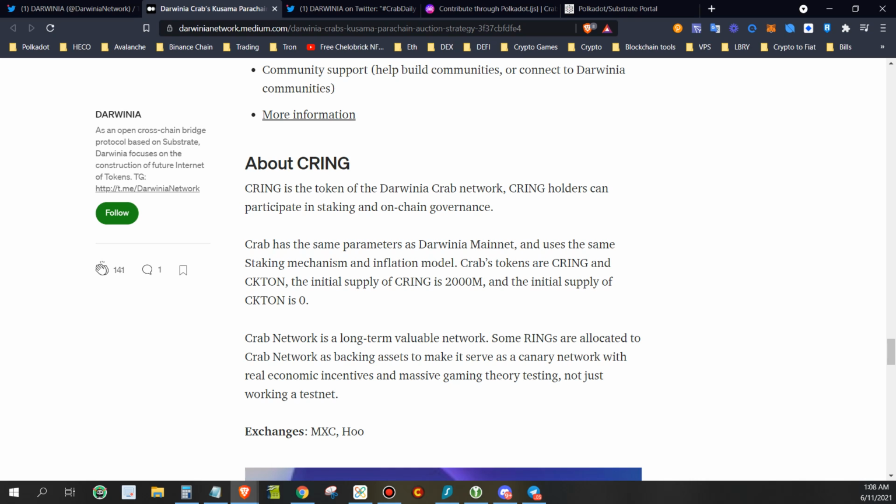Some rings are allocated to Crab Network as backing assets to make it serve as a canary network with real economic incentives and massive game theory testing, not just a testnet. So there's economic value to the canary network. It's not just like a testnet. It is one by definition, but there's real economic value, and you can affect your finances with it.